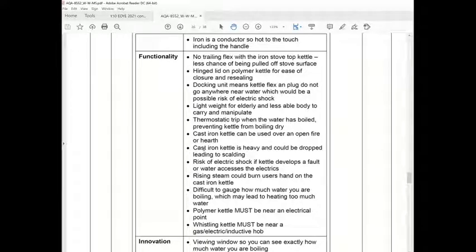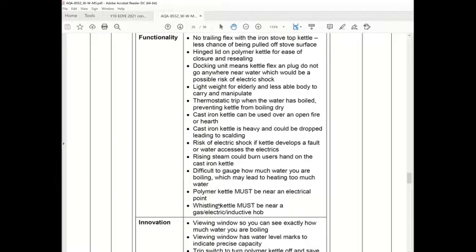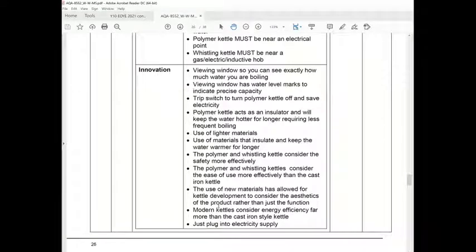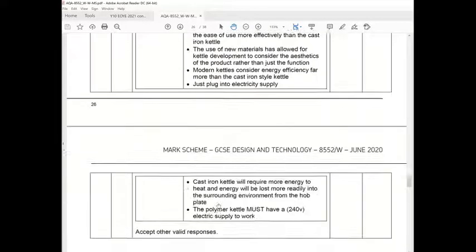Cast iron kettle is heavy, could be dropped. Risk of electric shock. Rising steam. Difficult to gauge in the other stovetop kettles how much fluid is in there because you can't see. It doesn't have a window. So we've got loads of bits and pieces here, and you can probably see what you got.